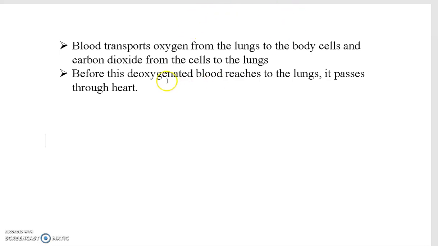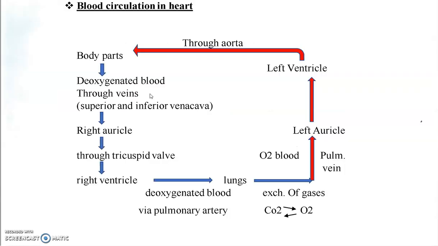But before this deoxygenated blood reaches the lungs, it has to pass through the heart. Let's understand this process. This process of passing blood through the heart is called blood circulation. So now let's see blood circulation in heart. As I just told you, one of the main functions of the blood is to transport oxygen from the lungs to the body cells and deoxygenated blood from the cells to the lungs.